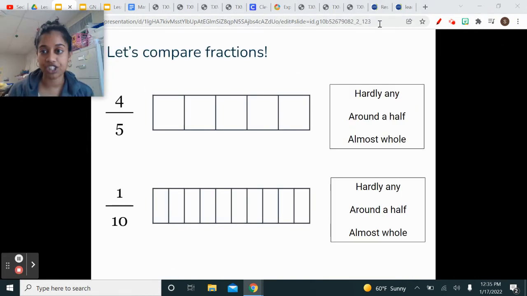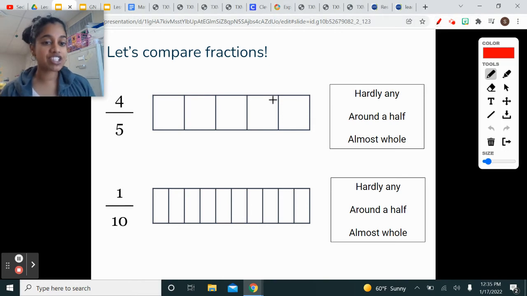Let's go ahead and compare some fractions. So our first fraction that we have here is 4/5. So that means we took our whole and we cut it into 5 pieces because that's what our denominator is telling us. So let's make sure we have that. We have 1, 2, 3, 4, 5, right? So our denominator is correct. And then it's saying out of those 5 pieces, I have 4 of them. So to represent that, I'm going to go ahead and color in 4.